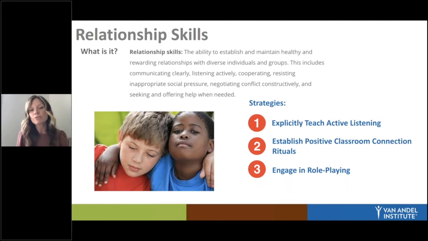So the strategies we'll talk about today to get our students there are explicitly teaching active listening, establishing a positive classroom connection ritual or set of rituals, and then also engaging in role play.